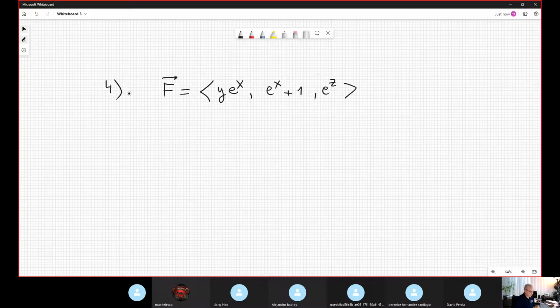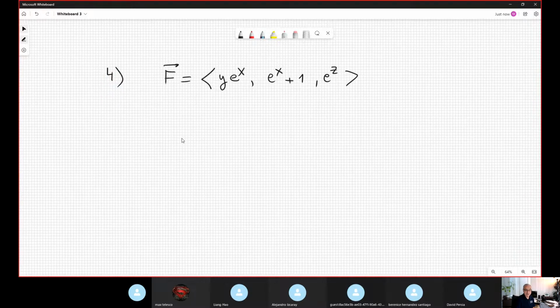Okay, the question is similar. Verify if it's conservative or not, and try to find the potential function. So it's always the same. You compute the curl. The curl in 3D is a vector. So the formula for the curl of this vector field is the cross product, sorry, nabla cross F.